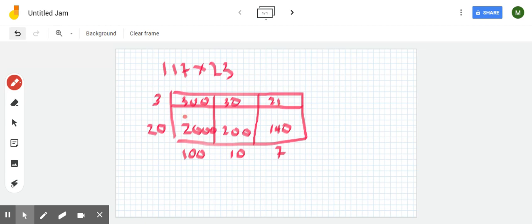And then what I can do is add all of these parts together. So I have 2,000 plus 300 and 200 is 500. Plus I have my 30 and my 21, which is 51, added to the 140 is 191, and then I add all those together. So I get 2,691.